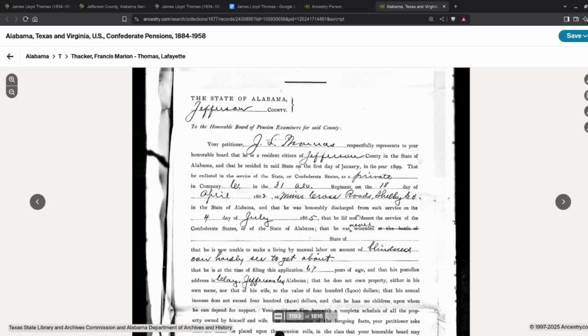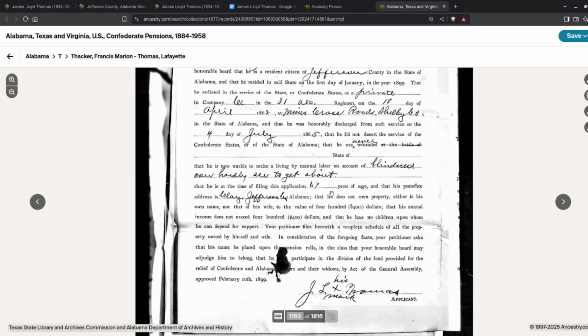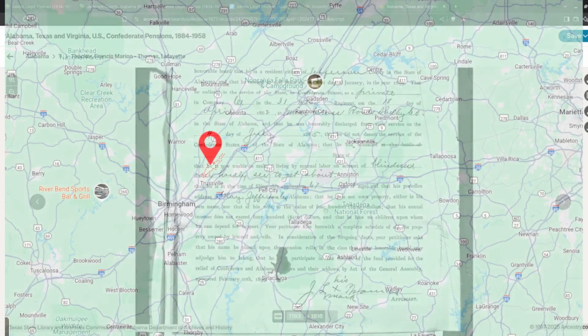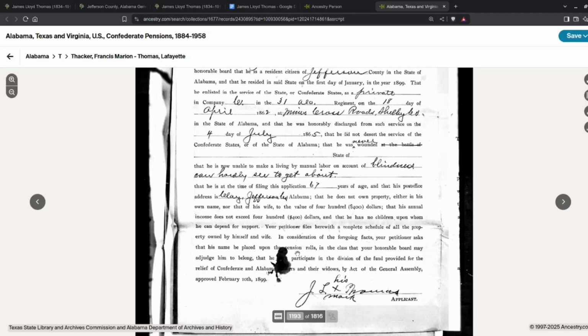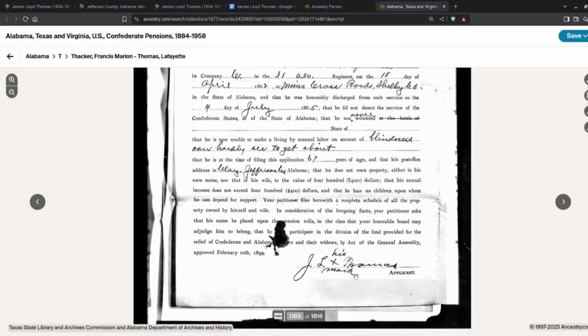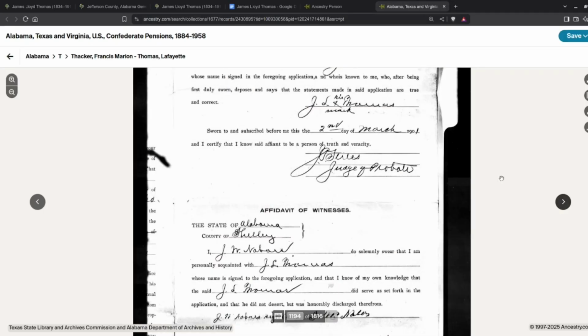It says he did not desert, and this says here he was never wounded, and that he is currently blind at the age of 67, and his current post office address is Clay, Jefferson County. So that location could be important. So we want to make note of that. And you can see here, he couldn't sign his own name. So here's his mark, and someone else signed his name.